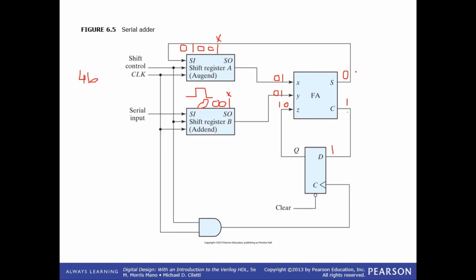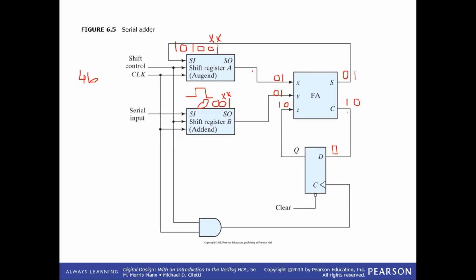So what's going to be present at sum now? 1. So we'll have a 1 over here. Since it's going to be traveling back, this 0 is removed. Similarly, this 0 is removed as well. And we have the carry 0 now.